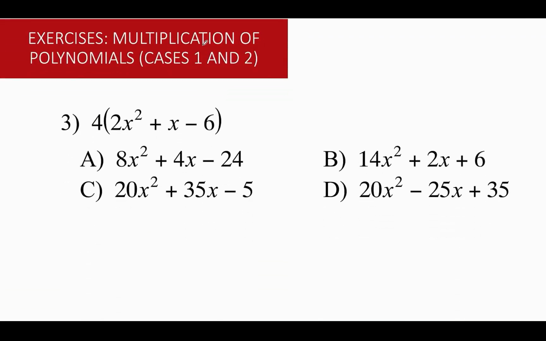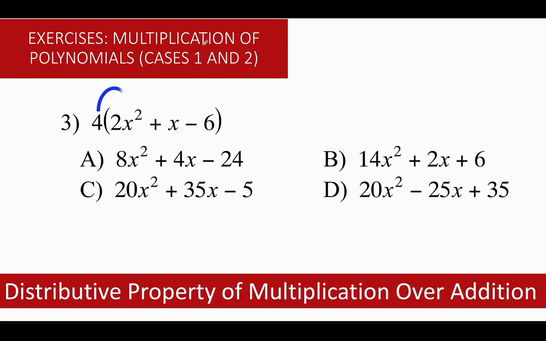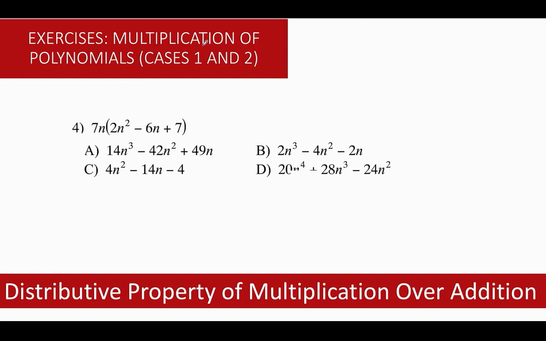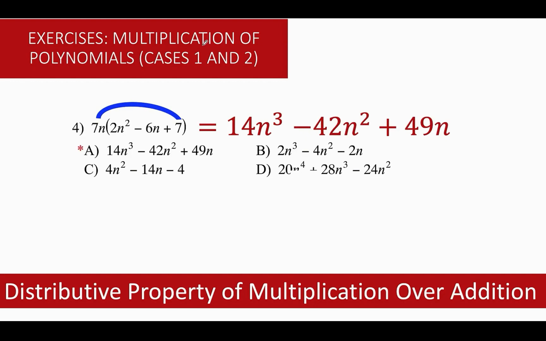Next problem. 4 times the quantity 2x squared plus x minus 6. So again, distribute. 4 times 2x squared equals 8x squared. 4 times x is equal to 4x. And 4 times negative 6 equals negative 24. And that is letter A. And one more, 7n times the quantity 2n squared minus 6n plus 7. So again, distribute. 7n times 2n squared is 14n cubed. 7n times negative 6n is equal to negative 42n squared. 7n times 7 is, of course, 49n. And that is letter A.